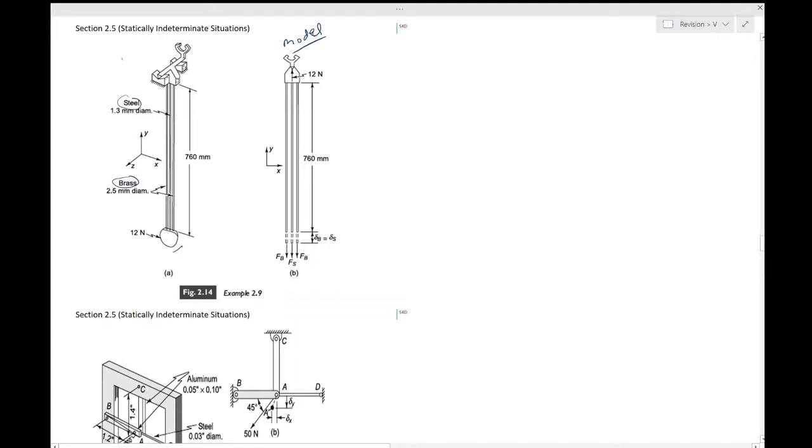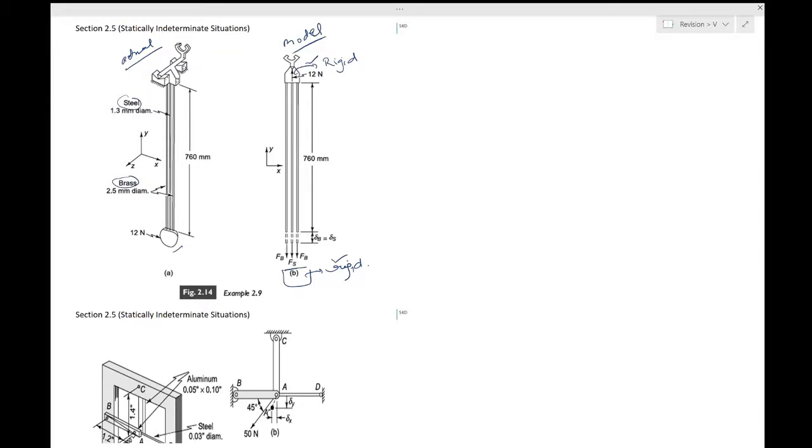This is the actual situation. This is the model of it. There are some assumptions which you make. So you assume that the support at the top and the weight at the bottom are stiff and act as rigid members. So this is rigid, and the weight which was here is rigid, meaning there is no deformation in this support and the weight. The only deformation which happens in this system, in this pendulum, is in these three rods.